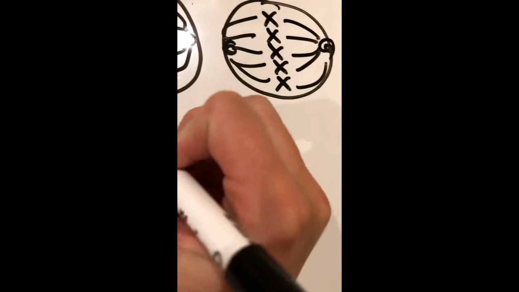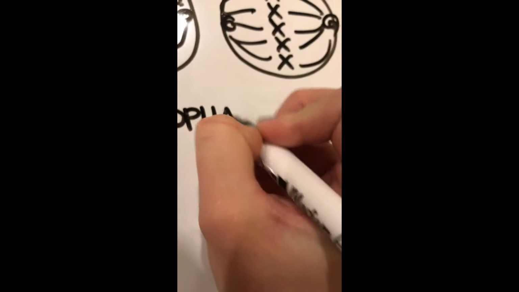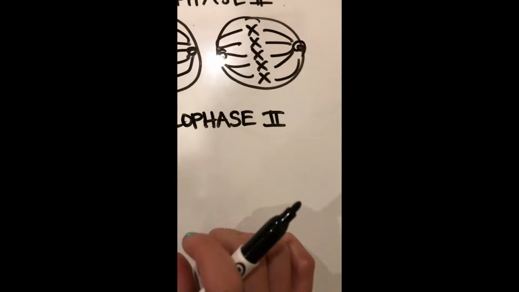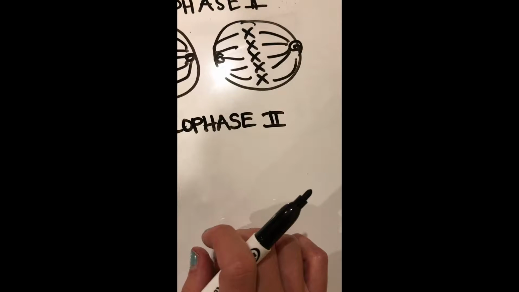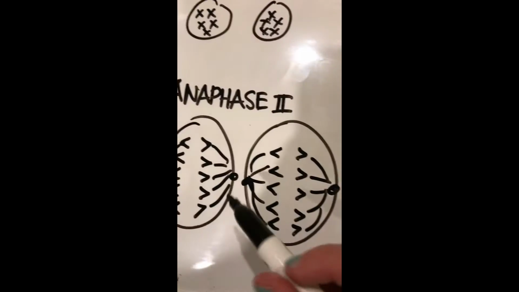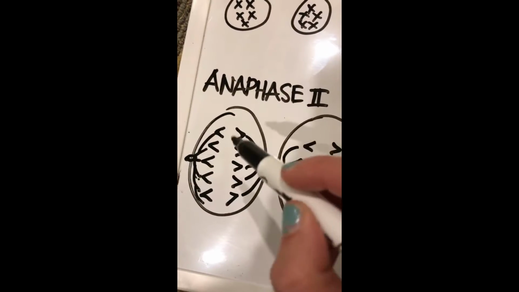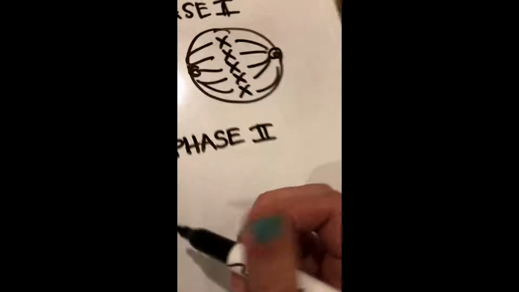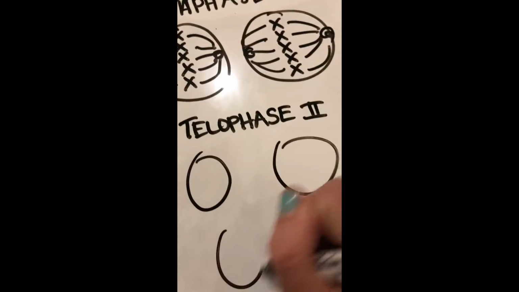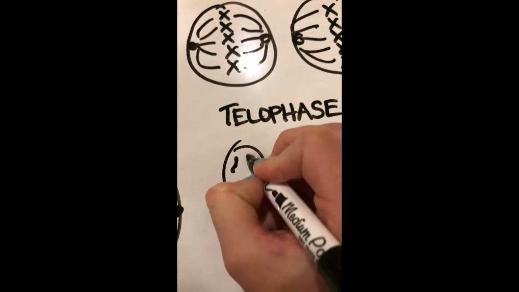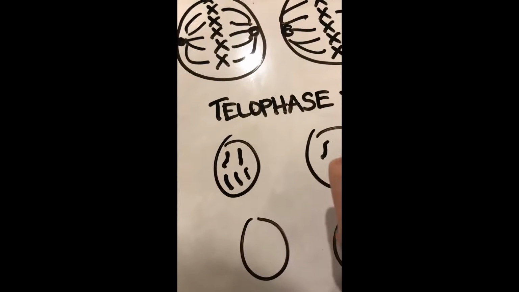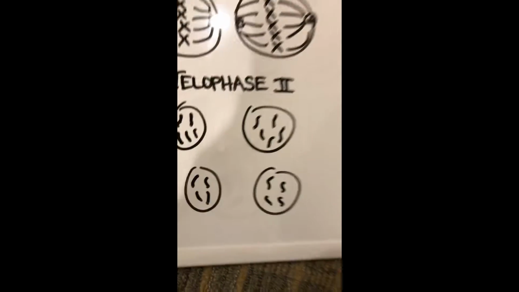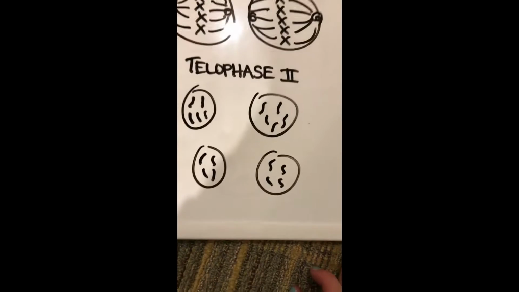And then you get to telophase 2. Cytokinesis occurs again, and this is where 4 new cells form. This splits, so all of this becomes one cell, all of this becomes another cell, and so on for the other two. It ends up looking like this, and that's when you get the 4 new daughter cells.